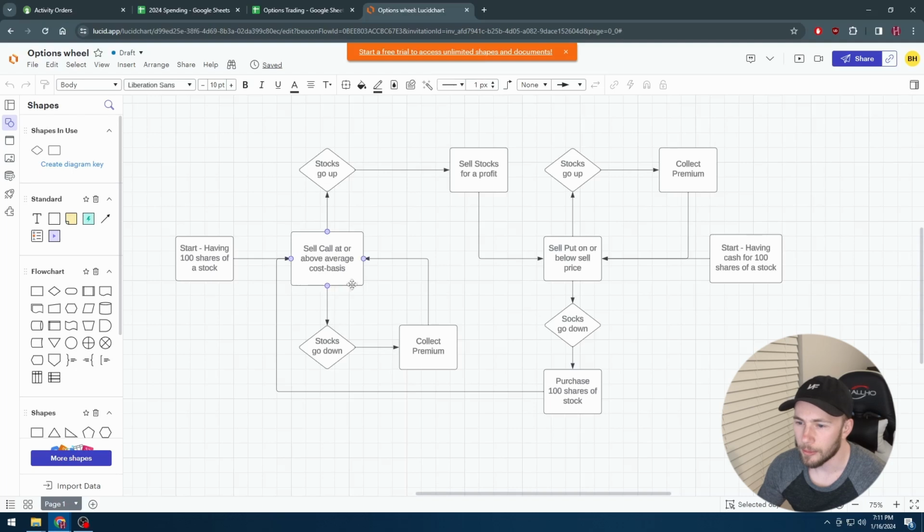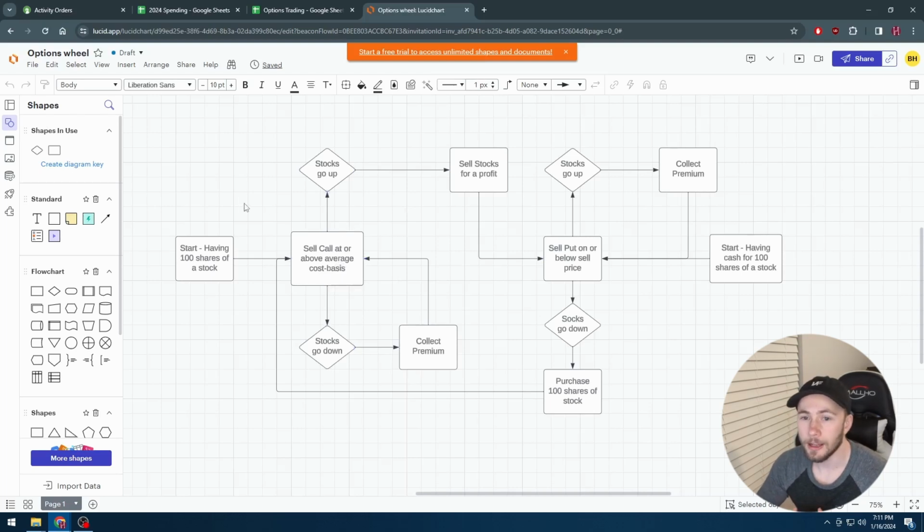If you can remember, we were looking at this diagram that I made up to see how this strategy works. We started here with our 100 shares of Sofi. And moving into the wheel, we sold a call option, or at least executed an order to sell a call option, above our average cost basis for our 100 shares of Sofi. And we waited to see what happened.